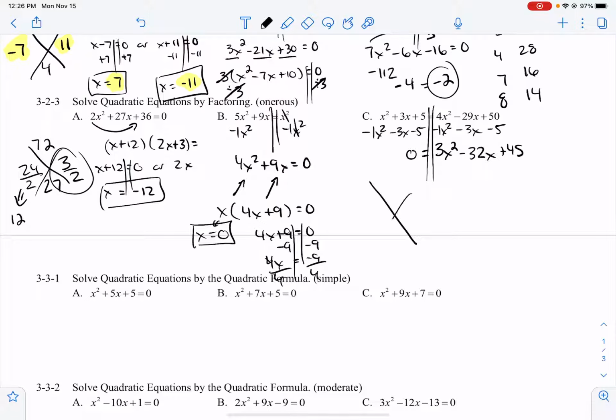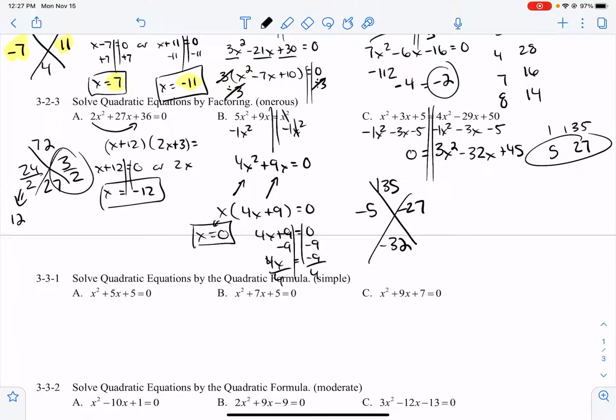So now when I do my big X, I'm going to do 3 times 45, which is what? 135 on top. And I'm going to get negative 32 on the bottom. So I need two things that multiply to be 135 and add up to 32. So 1 and 135. 5 and 27? There are my numbers right there. Those are the ones that I want. So 5 and 27, but they both have to be negatives. So I need to put a negative with both of them.